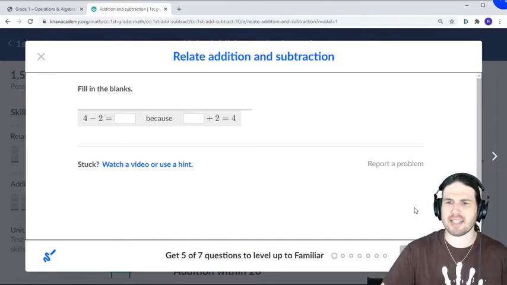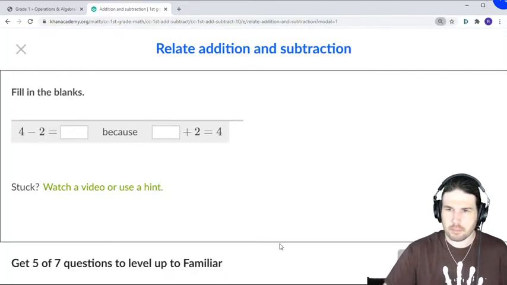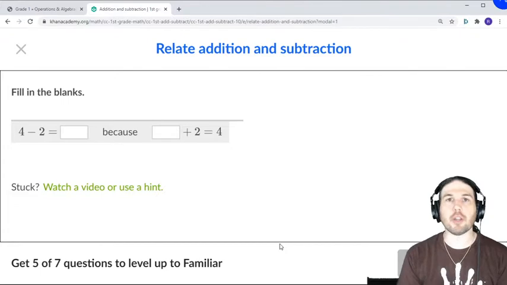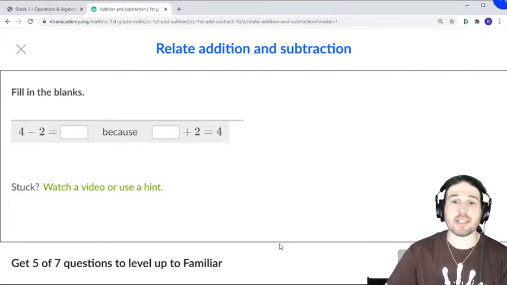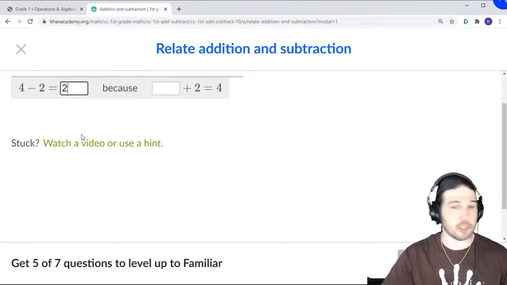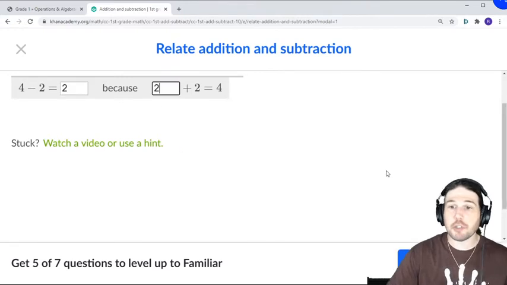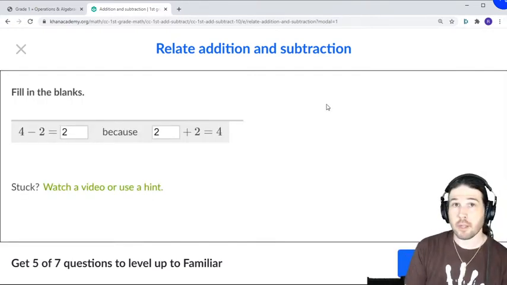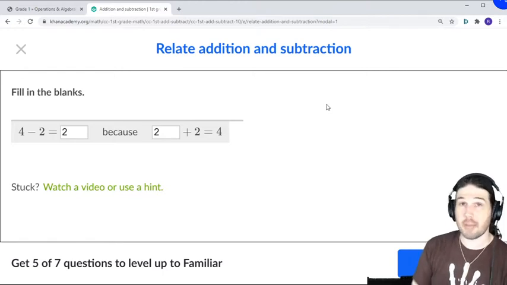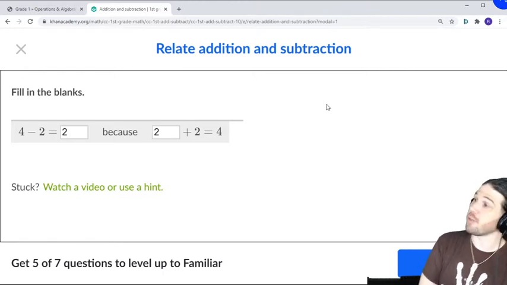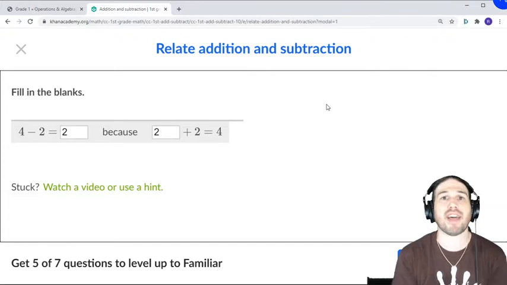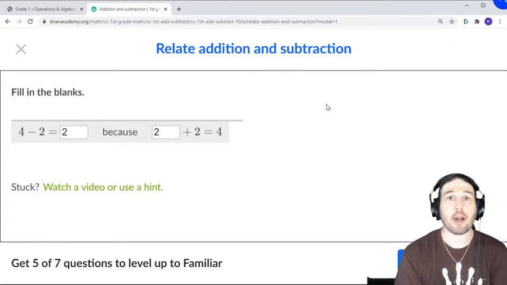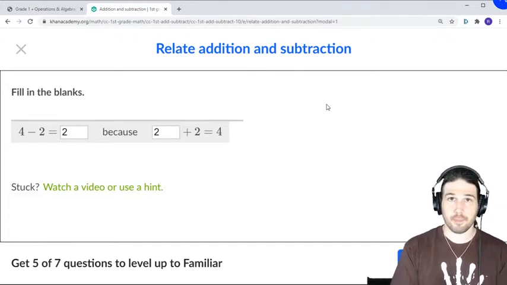So I really like this. We're really looking at structure here. The reason why 4 minus 2 is 2 is because 2 plus 2 equals 4. These are the same statement. Okay? I want you to look at these two statements, 4 minus 2 equals 2 and 2 plus 2 equals 4, and I want you to see that they are the same thing. Okay? They are the same thing.